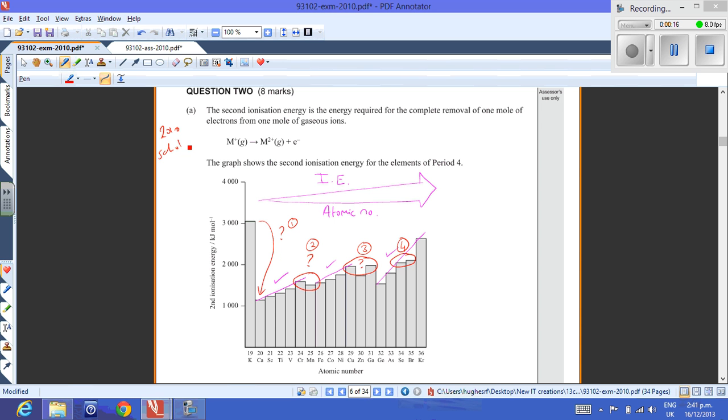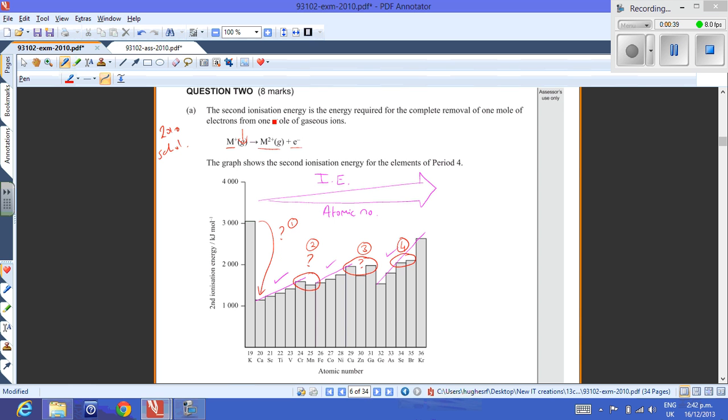The second ionization energy is the energy required for the complete removal of 1 mole of electrons from 1 mole of gaseous ions. And you're given a general equation for that, so you need to be aware that it's already ionized, and then it takes more energy to remove the second electron, typically, than to remove that first one. And this is per mole of the species which is in its gaseous state.